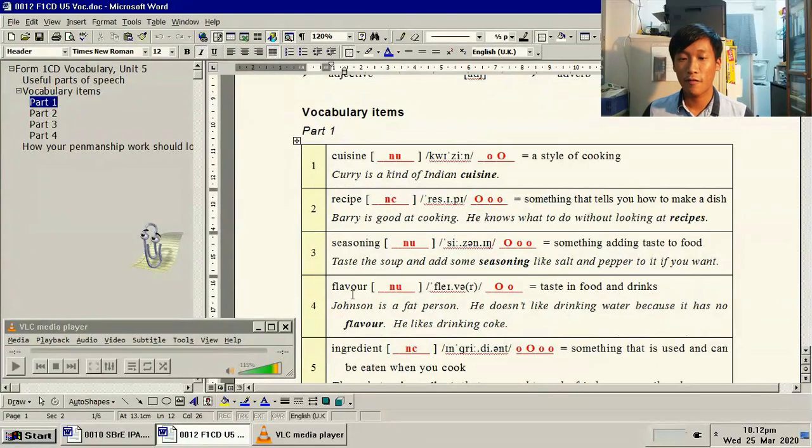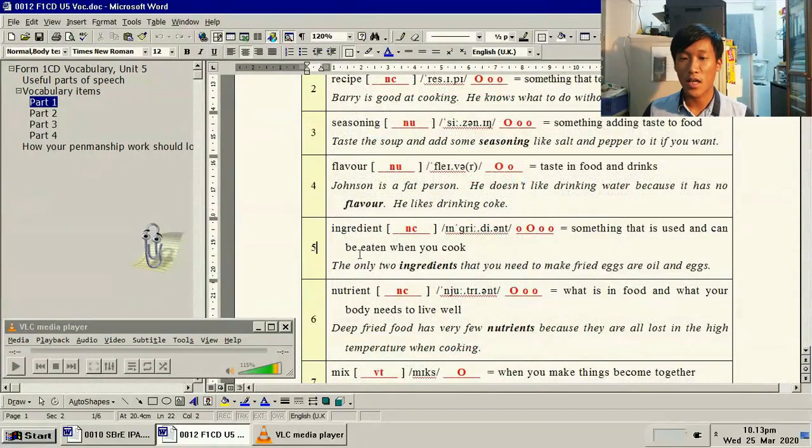4. Flavor, taste in food and drinks. Johnson is a fat person. He doesn't like drinking water because it has no flavor. He likes drinking Coke. 5. Ingredient, something that is used and can be eaten when you cook. The only 2 ingredients that you need to make fried eggs are oil and eggs.